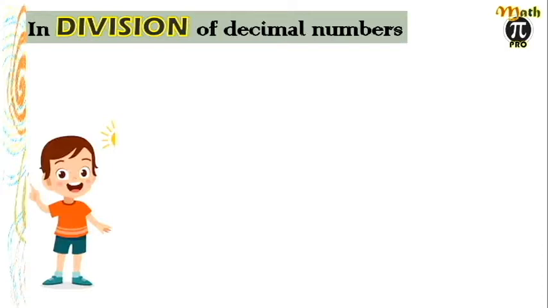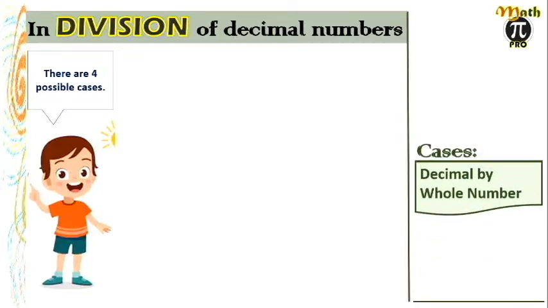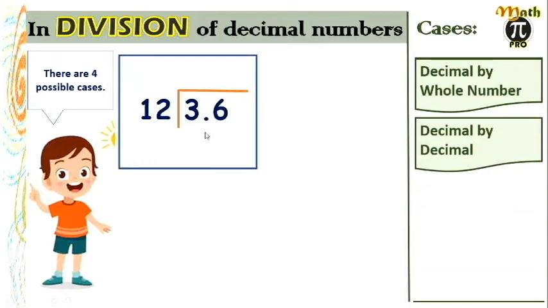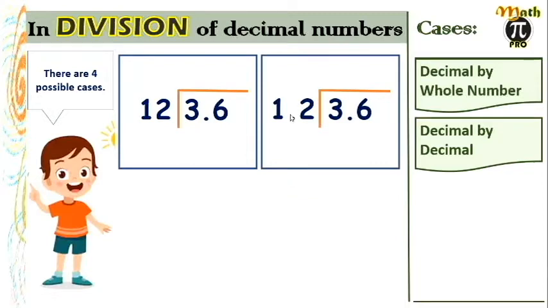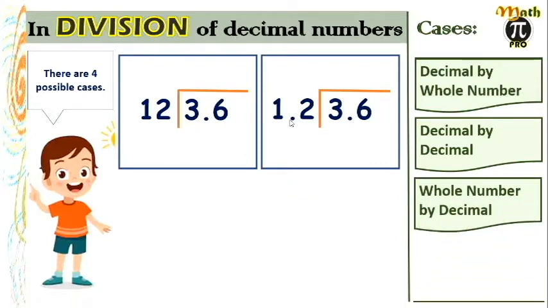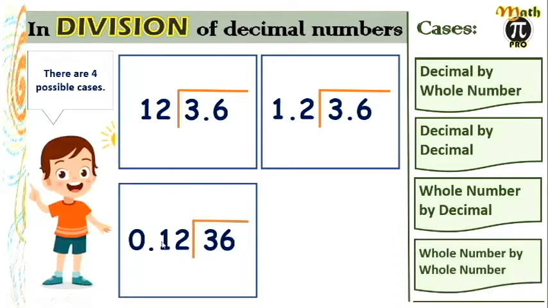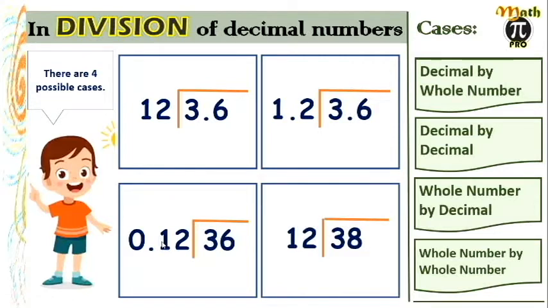In division of decimal numbers, there are four different cases that you might encounter. First, dividing a decimal number by a whole number. Second, dividing a decimal number by a decimal number. Third, dividing a whole number by a decimal number. And the last is dividing whole numbers, but the quotient would be a decimal number.